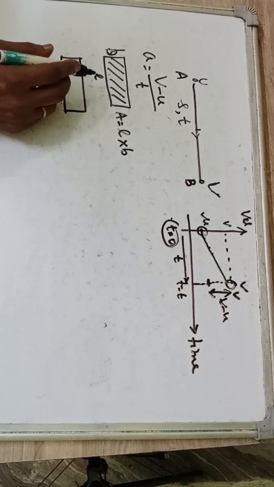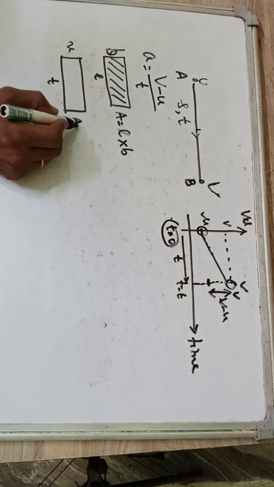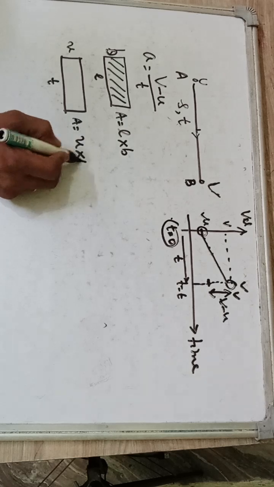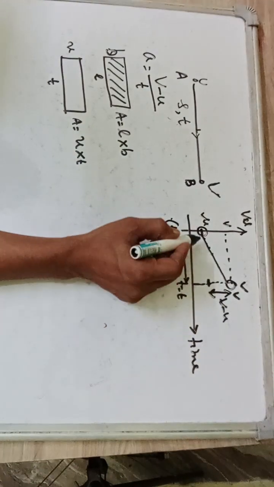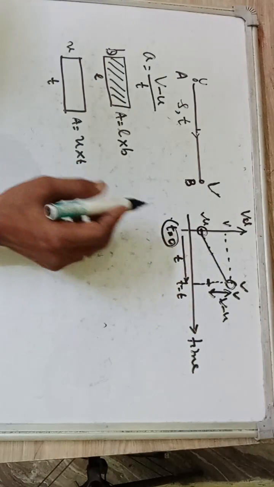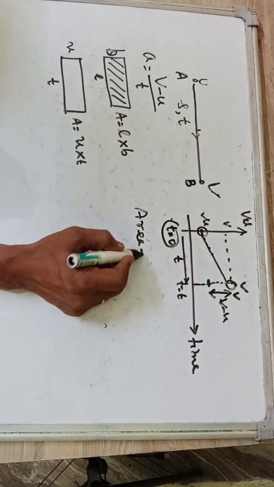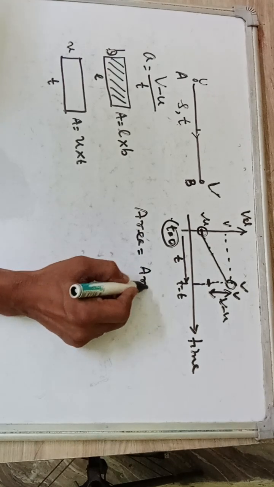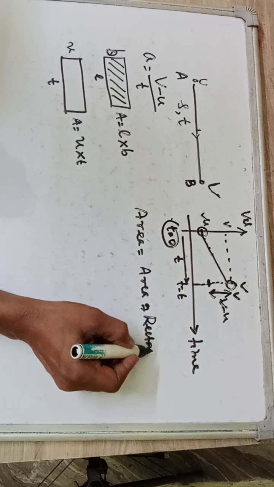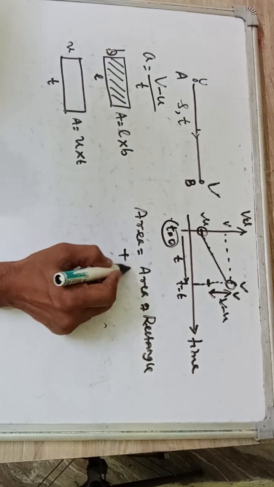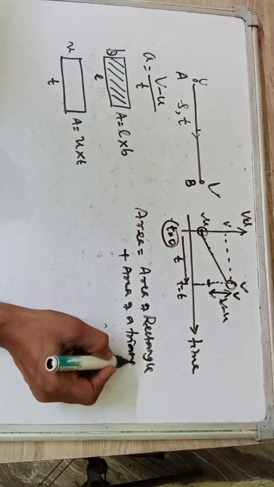If the side of the rectangle is T and V, then the area will become V into T. In a similar manner, here the area of this trapezium is the area of a rectangle plus the area of a triangle.